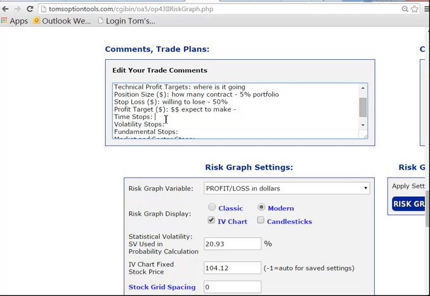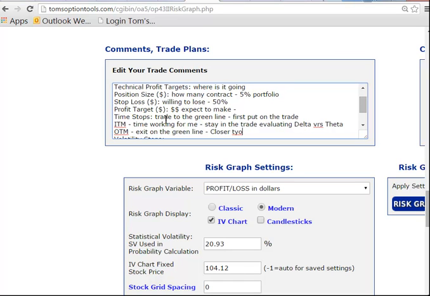I love to put in that I'm going to trade to the green line when I first put on the trade. Now, it does differ that if it's in the money, and I have time working for me, then I'll stay in the trade with the relationship. Then I'm always evaluating the delta impact versus the theta impact, okay? But if it's out of the money, it's clearly I'm going to exit on the green line. And out of the money for me is when it's actually closer to the buy leg.